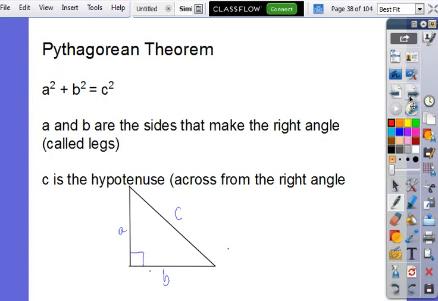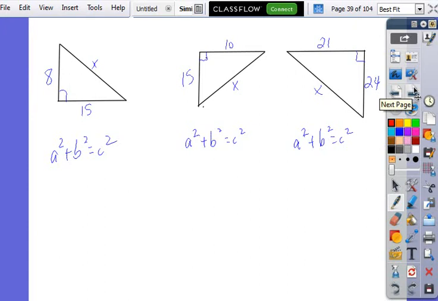Pythagorean theorem, we're good with that, right? A squared plus b squared equals c squared. Which one has to be the c? The hypotenuse. And how do we know which one is the hypotenuse? It's across from the right angle. There's my hypotenuse every single time. That's got to go in the C spot. The A and B don't matter. You can switch those around.